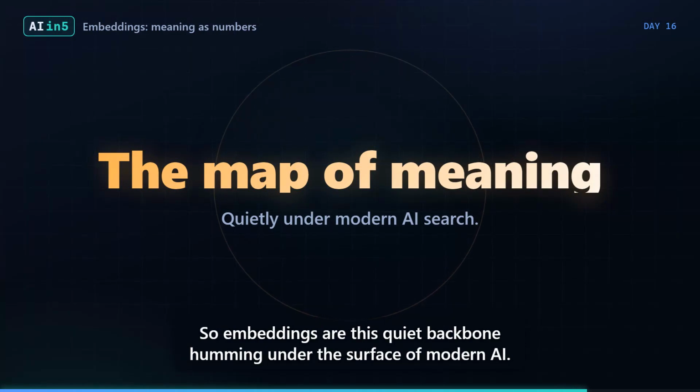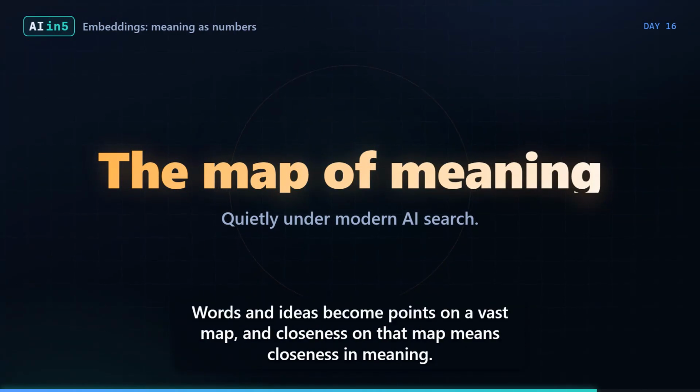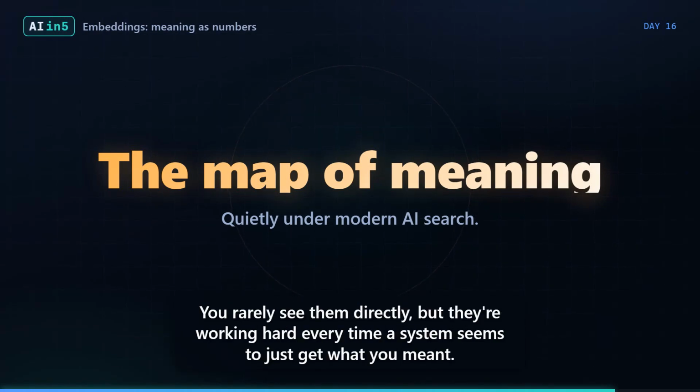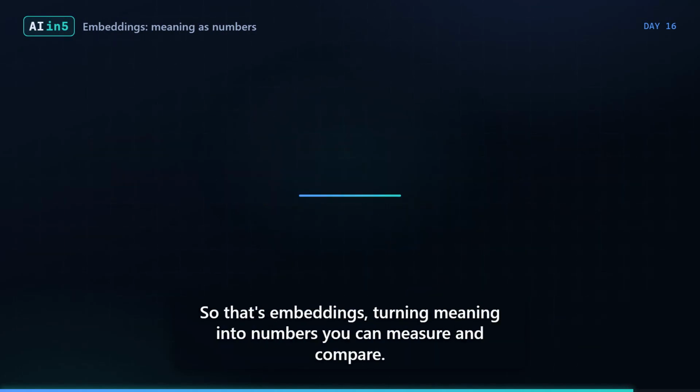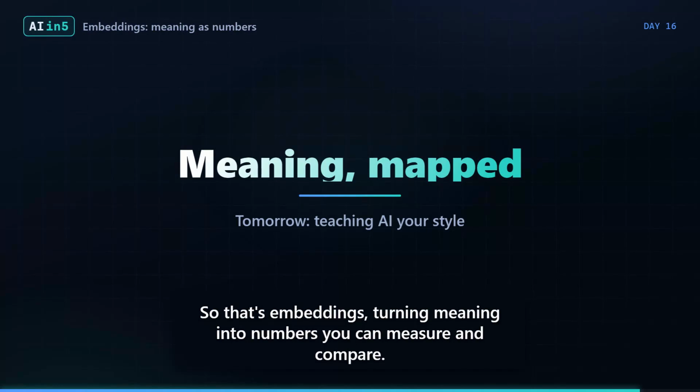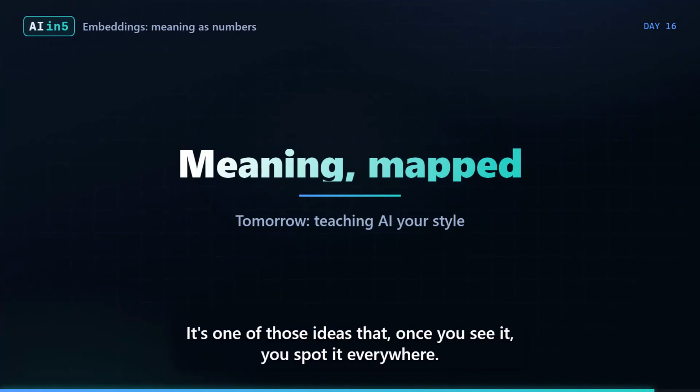So embeddings are this quiet backbone humming under the surface of modern AI. Words and ideas become points on a vast map, and closeness on that map means closeness in meaning. You rarely see them directly, but they're working hard every time a system seems to just get what you meant. So that's embeddings, turning meaning into numbers you can measure and compare. It's one of those ideas that, once you see it, you spot it everywhere.